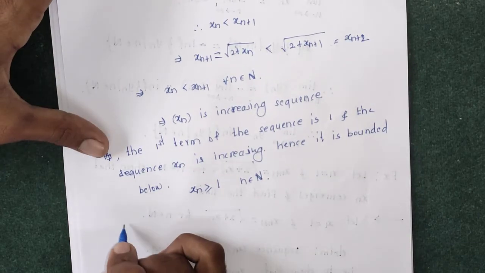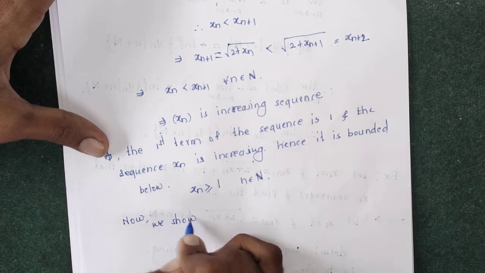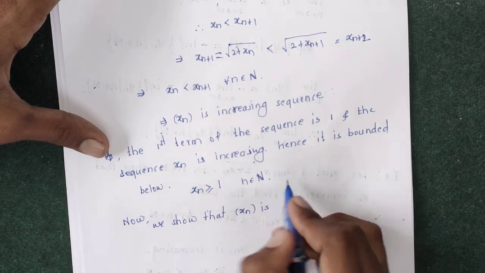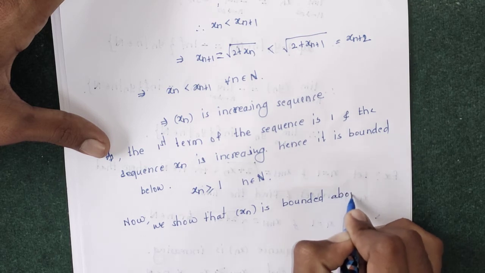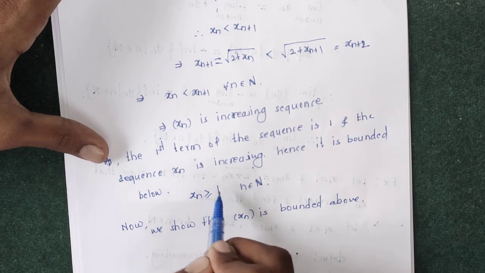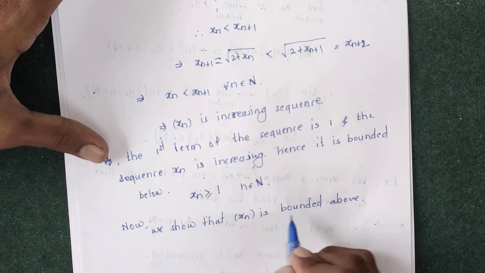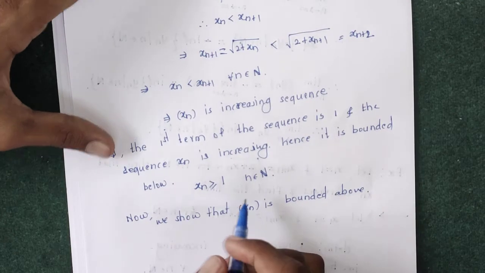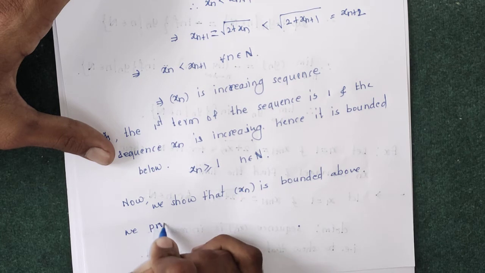Now our second claim is, we show that the sequence xn is bounded above. The sequence xn is bounded below because all the terms of the sequence are greater than or equal to 1, so 1 will become a lower bound. But to prove the sequence is bounded above, we cannot do it by observation, we have to prove it by mathematical induction.